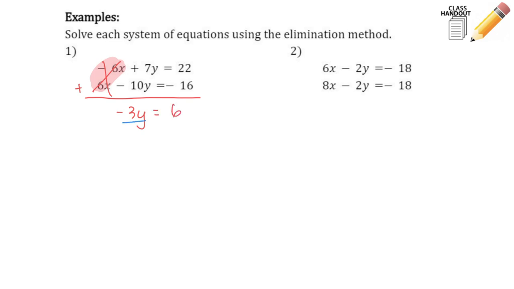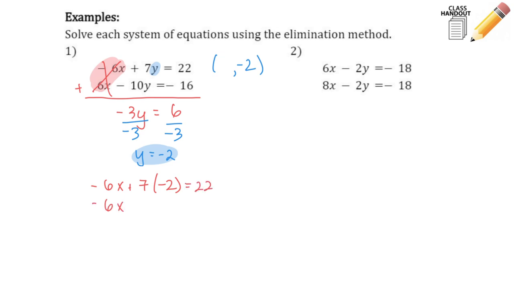Now we're going to solve for our variable. We're going to divide by negative 3. So y, 6 divided by negative 3 is negative 2. So far my solution is going to be something comma negative 2. Now once we have that solution, we're going to plug it into either equation. So I'm going to plug it into the first equation just because it looks a little easier for me. So it's going to be negative 6x plus 7 times negative 2 equals 22.